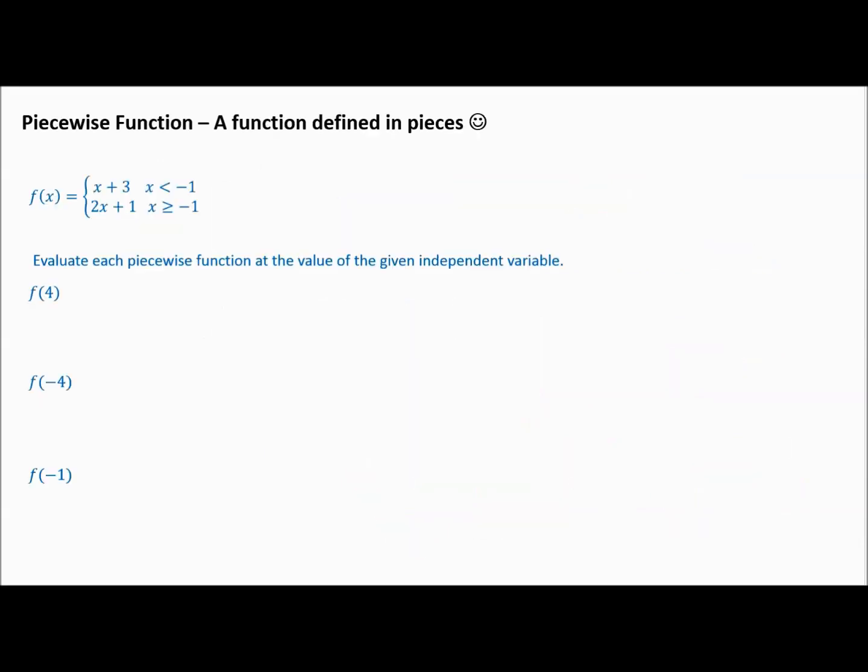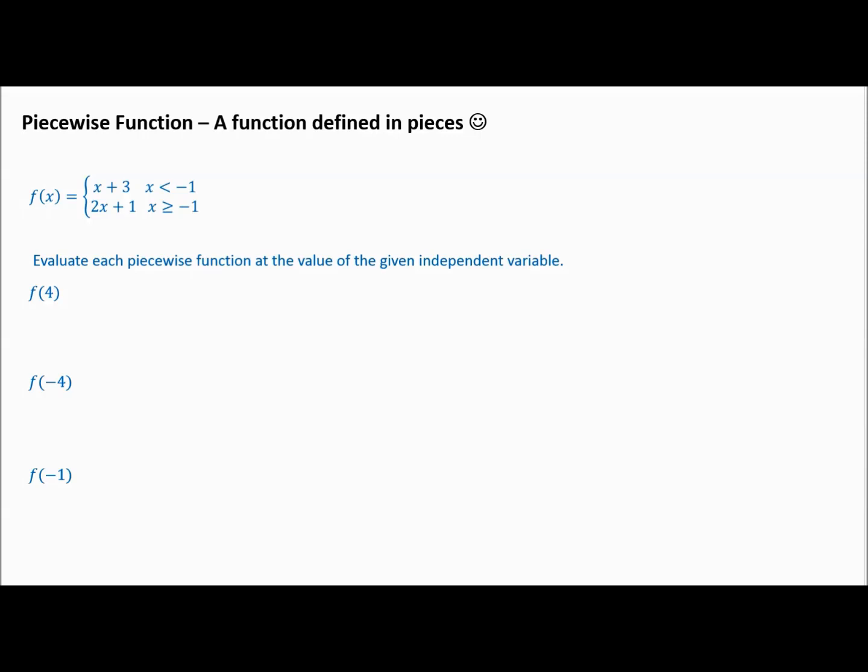Alright, let's continue our discussion of more on functions. I've got a brand new thing for you, piecewise functions. This entire video is about evaluating piecewise functions, graphing piecewise functions, and our very last problem will actually create a piecewise function from looking at a graph. A piecewise function definition is a function in pieces.